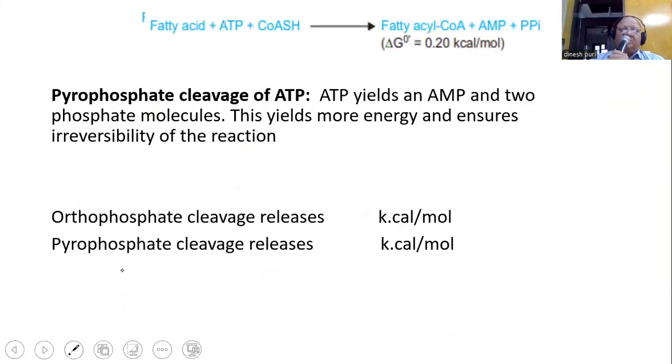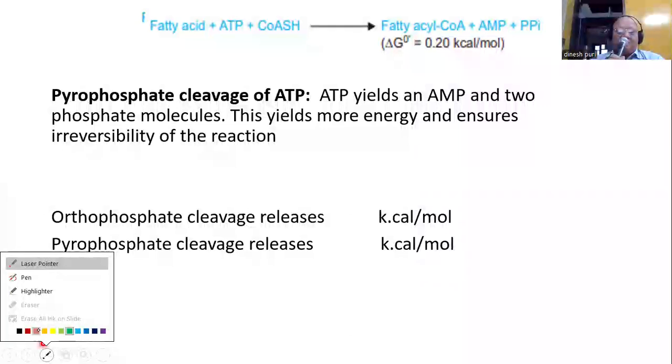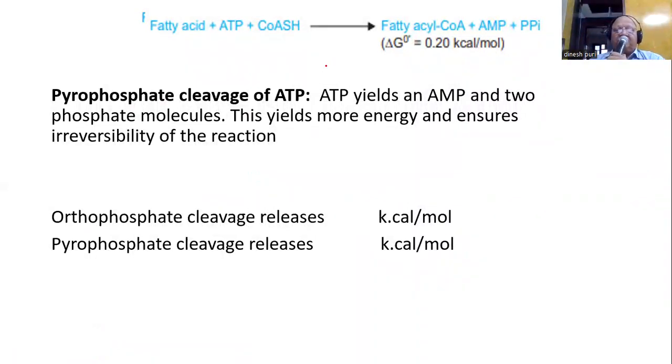We talked about pyrophosphate cleavage. Why pyrophosphate cleavage? Why is ATP not converted to the usual ADP and phosphate? Because this releases a larger amount of energy. That is the first reaction. Pyrophosphate will be further converted to 2 phosphates, releasing more energy.